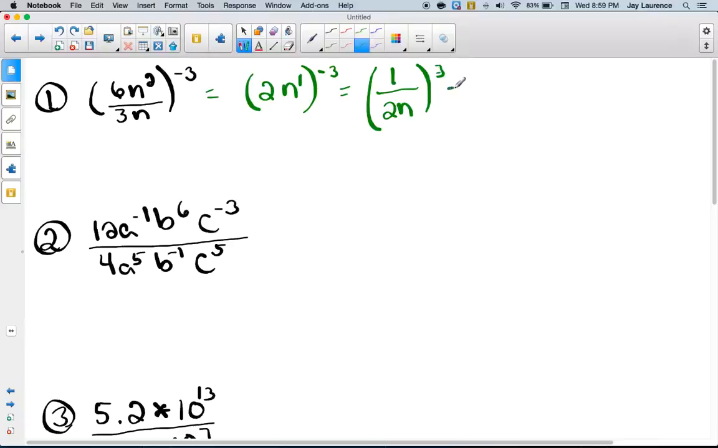And cubing 1, I get 1. Cubing 2, I get 8. And cubing n, I get n cubed. And there you go. Okay?